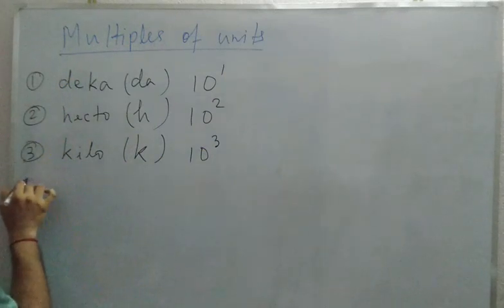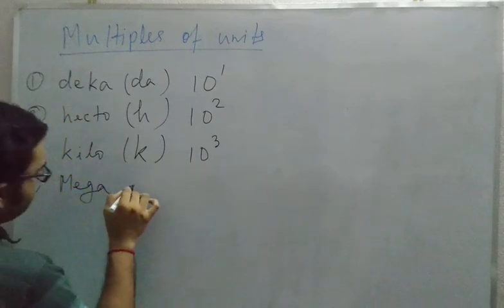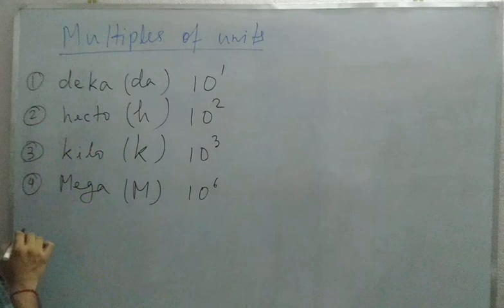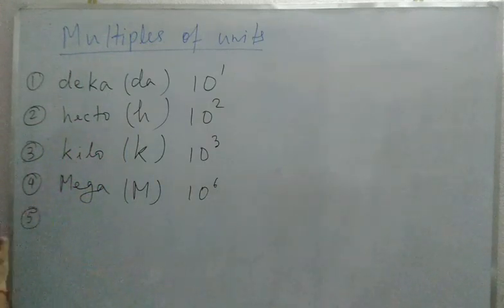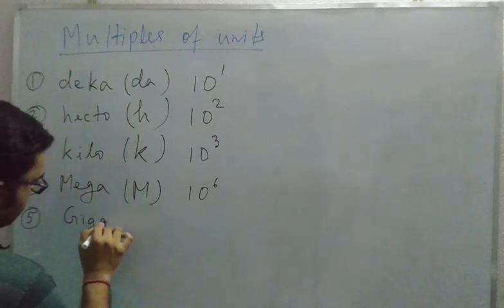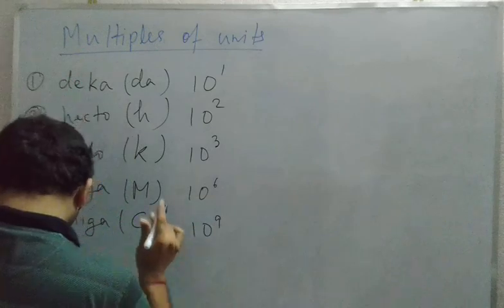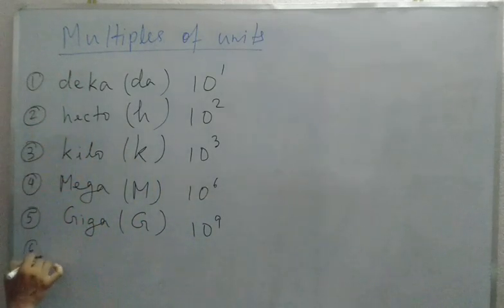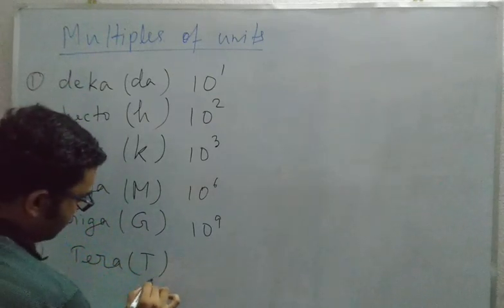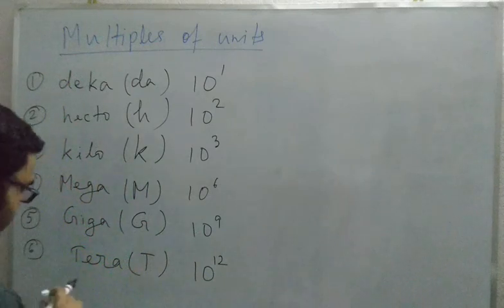Fourth one is mega. Symbol is capital M. It is 10 to the power 6. Fifth one, after mega, comes giga. Symbol is capital G. It is 10 to the power 9. Then the sixth one is tera. It's denoted by the symbol capital T. It has a value of 10 to the power 12.